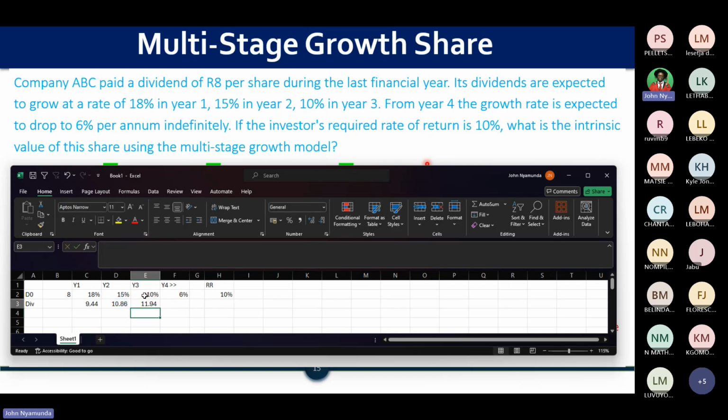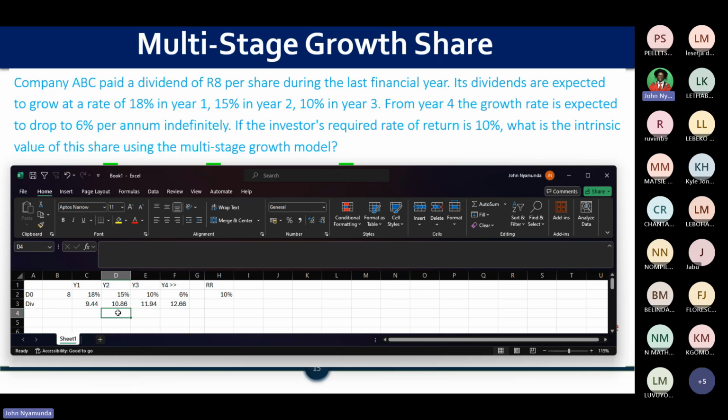From year 4, we are also going to calculate the dividend in year 4, times 1 plus 6%. Are we still together? So far, so good. So this is dividend D1, D2, D3, D4, which is what we got from there. Now we have opened up the question into numbers.